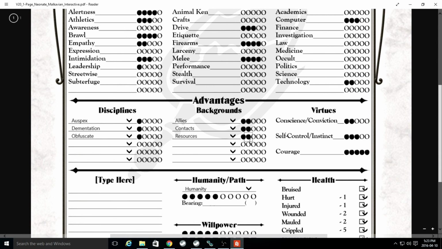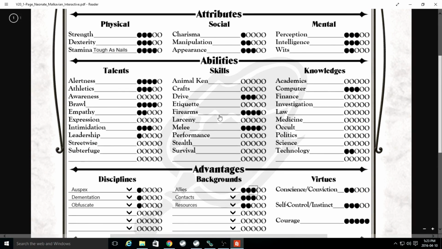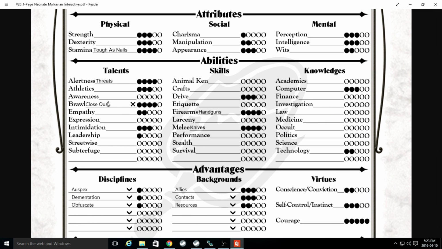Then we'll go 13, 14, 15. So we're going to go firearms. We'll do handguns. Melee will be knives. Alertness will be threats, so he's always alert to threats. And brawl will be close quarters combat. Close quarters combat for those specialties.